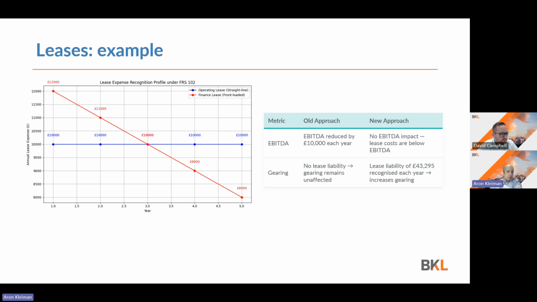So EBITDA, how's that changed? Under the old approach, my rent cost was in the E of EBITDA. I would deduct it from my earnings. So that was £10,000 less each year. Now, these costs are made up of depreciation and interest, so are not shown in EBITDA. So EBITDA increases under the new approach.